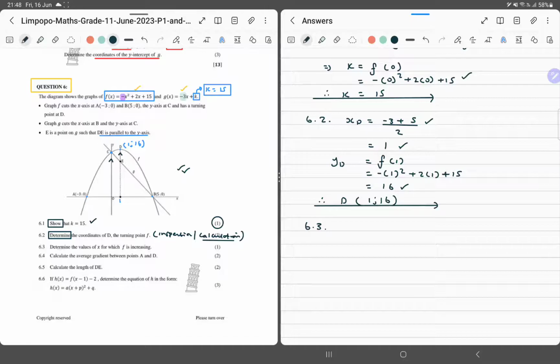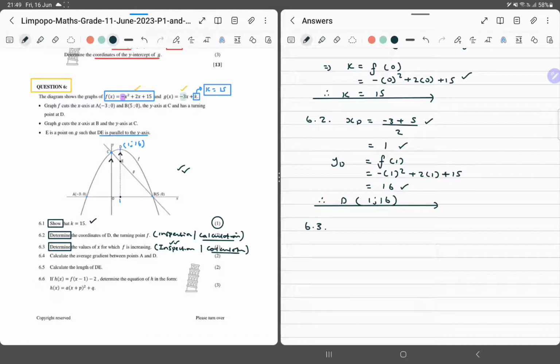So let's look at 6.3. 6.3 says determine the values. Again, a determination can be by inspection or calculation. Please keep that in mind. And you can see this is 1 mark, so you wouldn't want to do a calculation for just 1 mark. Let's just look at inspection. This is easy because we have a graph.